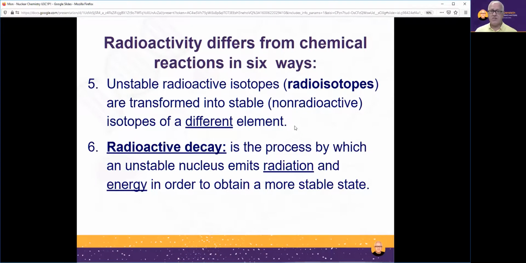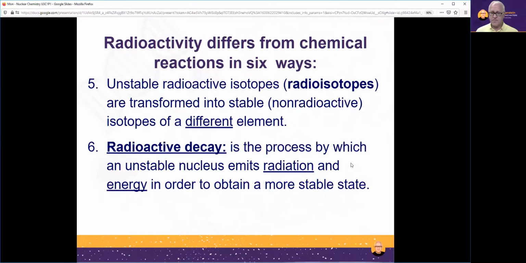Now, the 6th way is radioactive decay. Radioactive decay is the process by which an unstable nucleus emits radiation and energy in order to obtain a more stable state. Remember, most elements are not stable unless they have full valence electron shells. As these elements have different isotopes, they become less stable. And over time with radioactive decay, they obtain a more stable state.